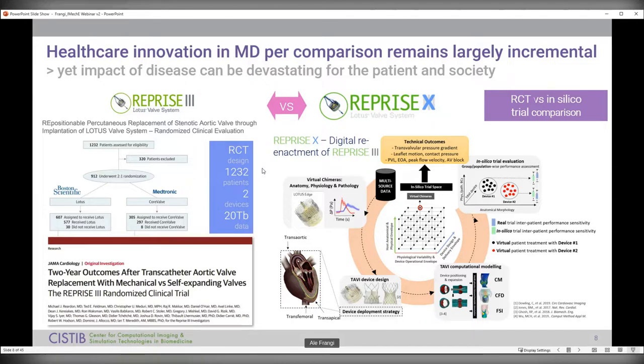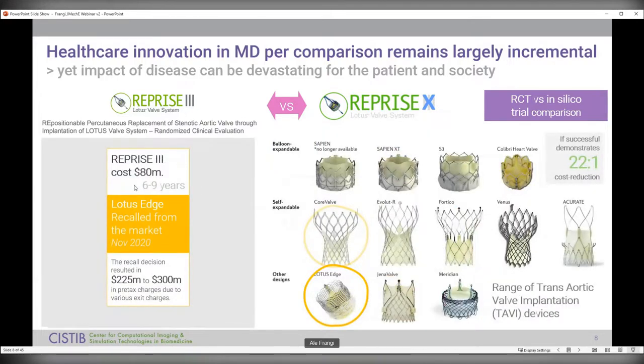So to give a concrete example, this is a randomized controlled trial from a medical device manufacturer that is providing TAVIs, or transcatheter aortic valve implantations. This particular trial took about 80 million just to run the trial alone, and 6 to 9 years between design and publication of the results.